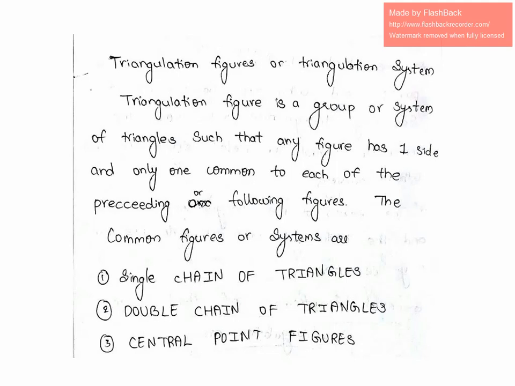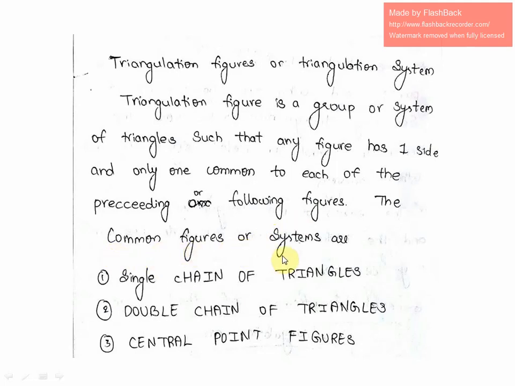Next is about triangulation figures or triangulation system. The triangulation figure is a group or system of triangles such that any figure has one side, and only one, common to each of the preceding or following figures. So a triangulation system is nothing but a group of triangles such that any figure has one side which is common to all, which is the baseline. Only one side is common to each of the preceding and following figures, which we refer to as the baseline.